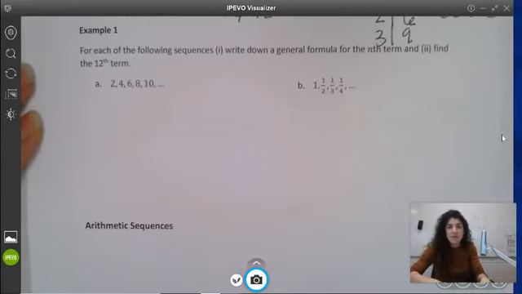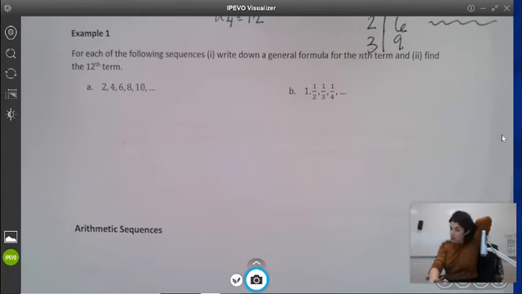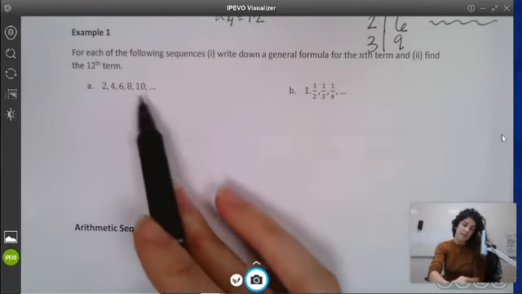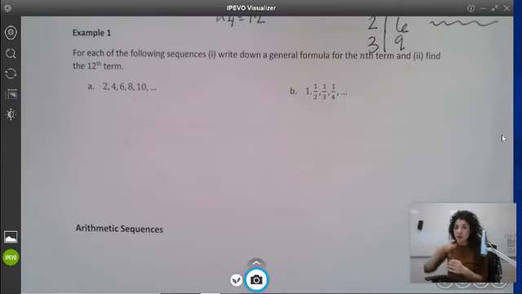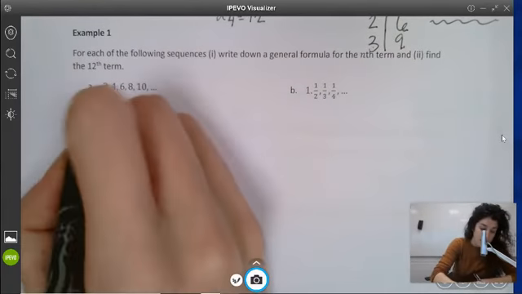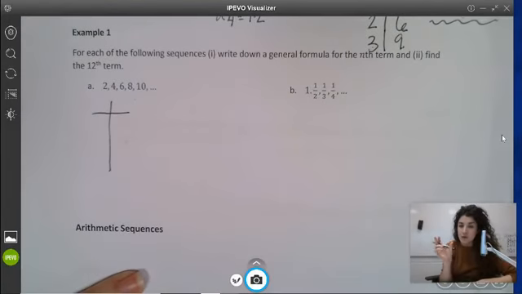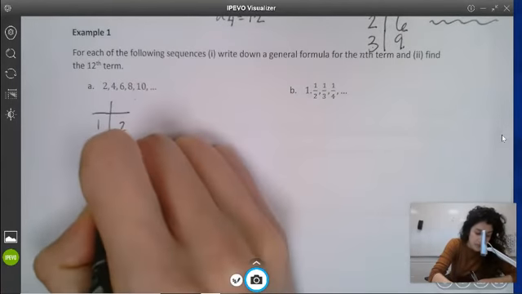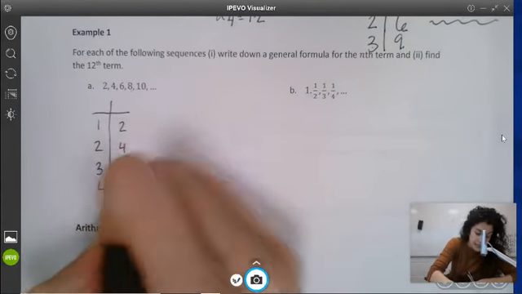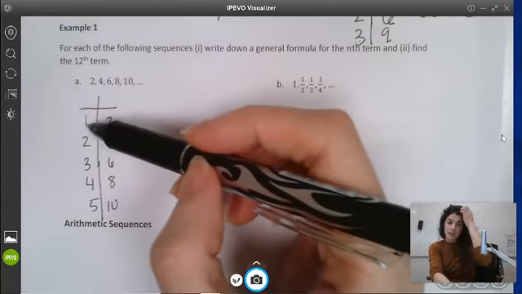So let's practice this. Example 1, for each of the following sequences, first write down a general formula for the nth term, and then we're going to use that formula to find the 12th term. Instead of having to list out however many more terms in order to get to the 12th term, we're going to use the formula in order to say, okay, well, then this would be what the 12th term is. So first of all, writing down the general formula, my first step I always do is turn it into a table of values, because that visual representation of 1 goes to 2, 2 goes to 4, 3 goes to 6, the fourth term is 8, the fifth term is 10, helps me better visualize the relationship.